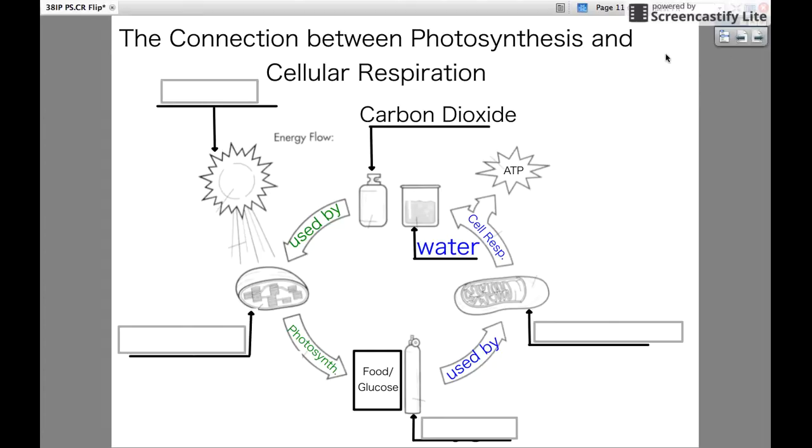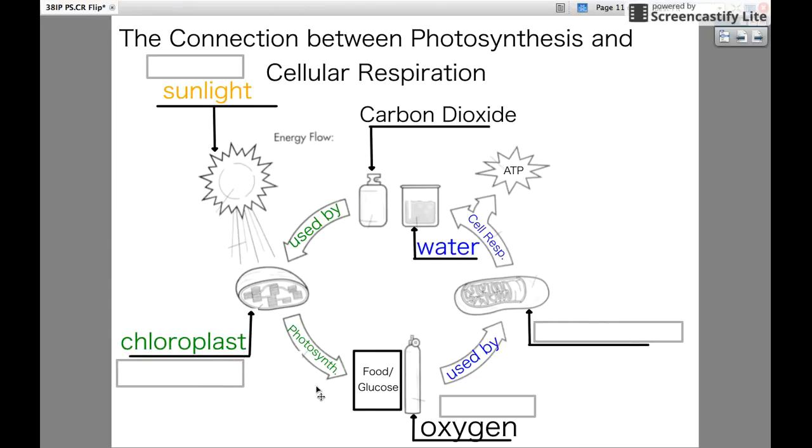So you should already have carbon dioxide filled in on your paper. You should already have oxygen filled in on your paper. And you should have the arrows filled in. The first blank I want you to fill in is this little beaker of liquid is supposed to represent water. The sun is hopefully clearly representing sunlight. This little organelle right here is representing the chloroplast. And this organelle right here is representing the mitochondria.